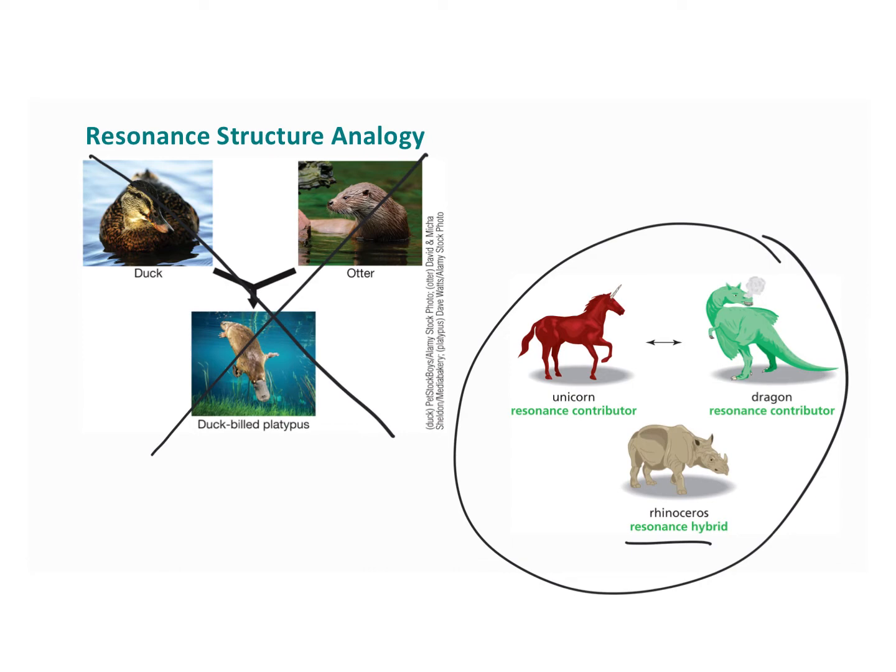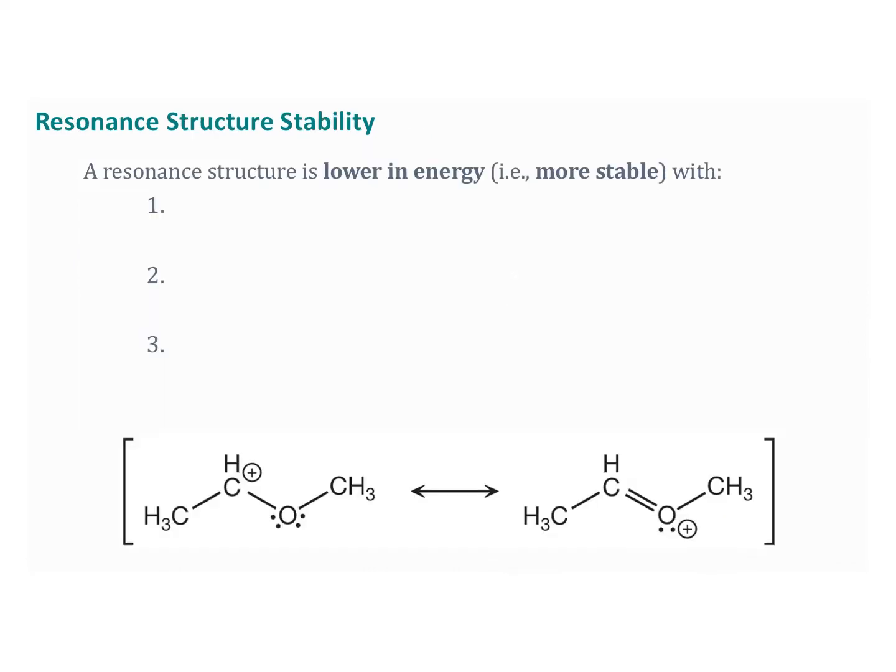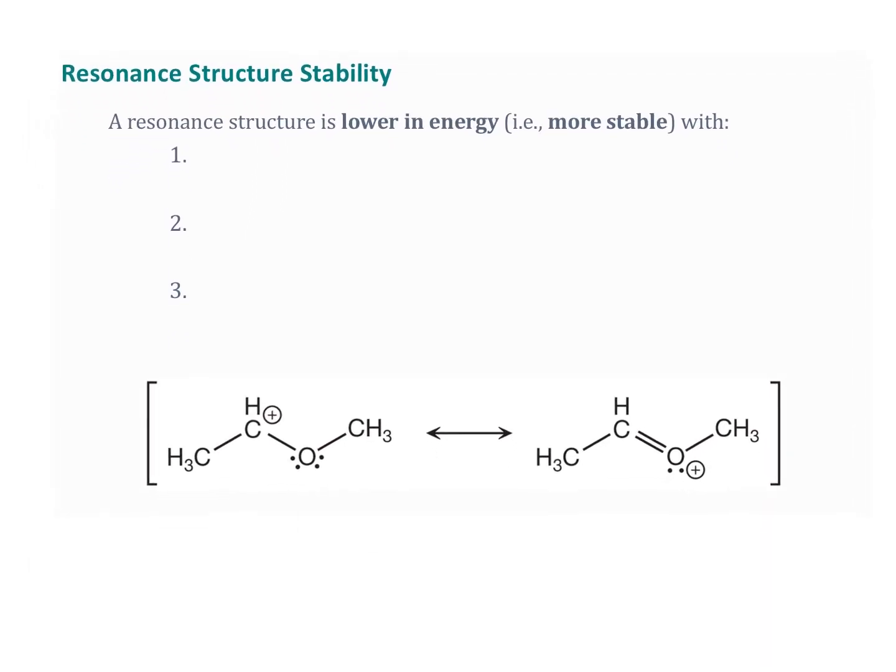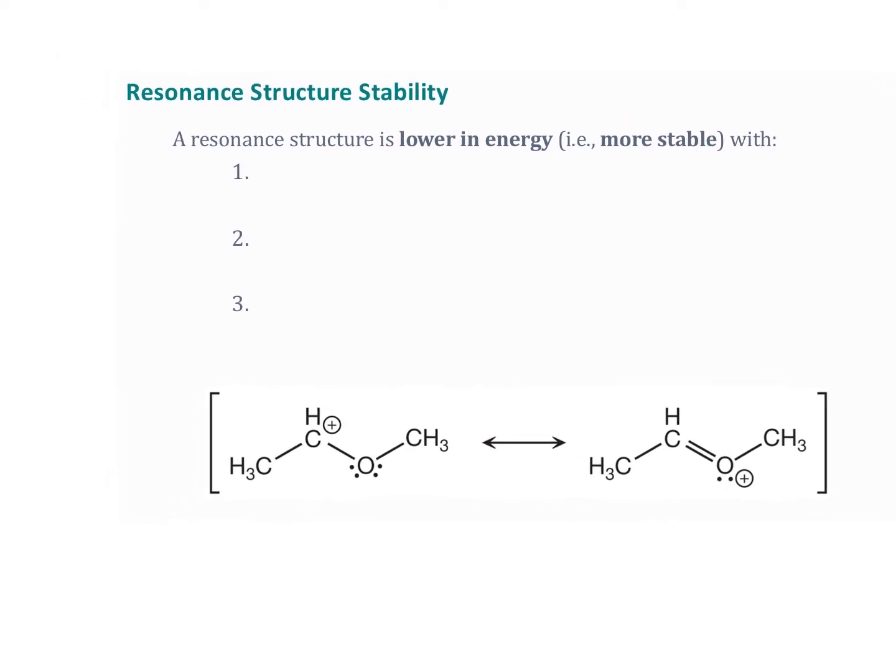All right, let's go on to resonance structure stability. How do we figure out how things are stable? This is an example where the two things in brackets are resonance structures that are not equivalent. We notice they're not equivalent because they've got a charge. One has a charge on a carbon and one has a charge on the oxygen. And so we have to figure out which one is more stable, because the more stable one will contribute more to the resonance hybrid. And so we have some guiding rules for this.